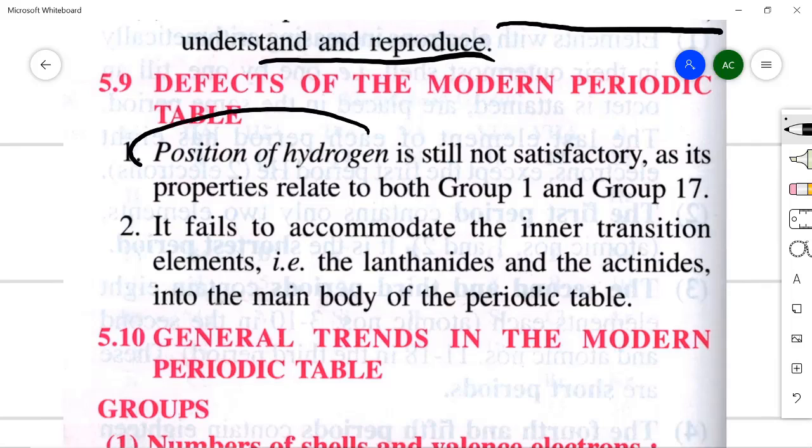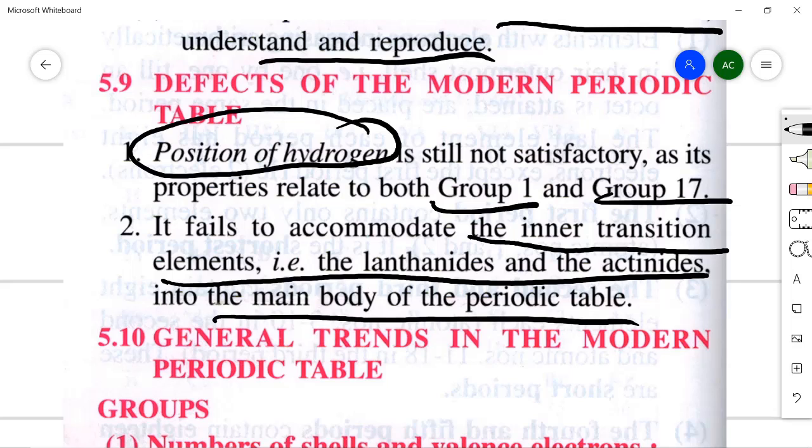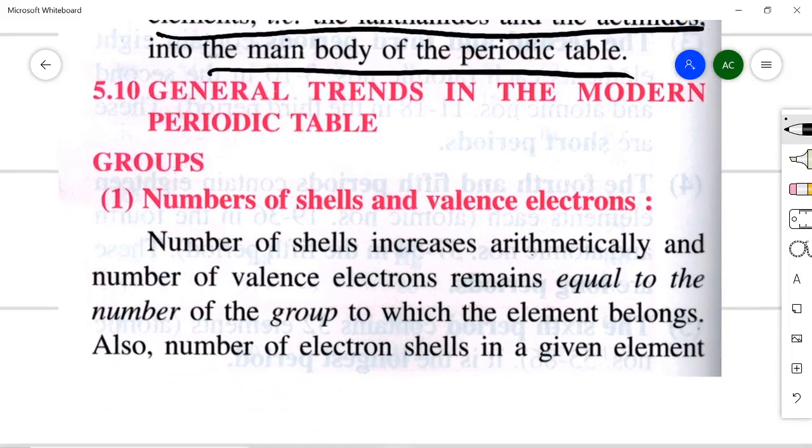Now the first defect is the position of hydrogen, because it is not satisfactory. It is kept in group 1, but it shows the properties of group 17 also. It relates to the properties of group 1 and also group 17. So where should it be positioned? So this is the first defect of the modern periodic table. And the second, again as I told you, is that the inner transition elements, the lanthanides and actinides, are not in the main body, as it would distort the shape. So these were the two defects of the modern periodic table.